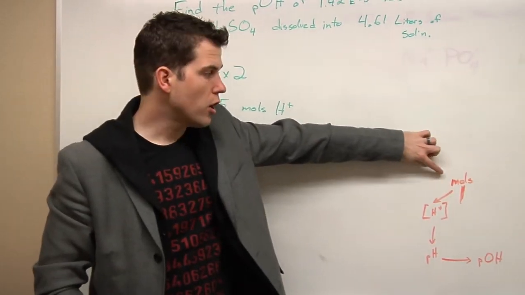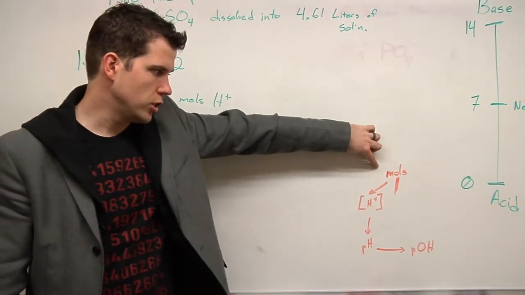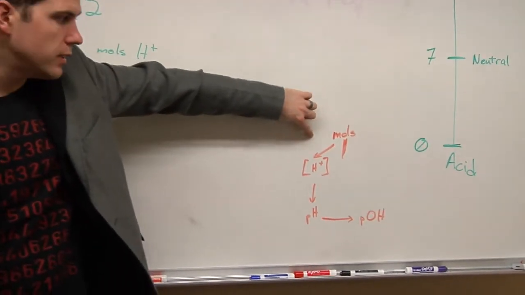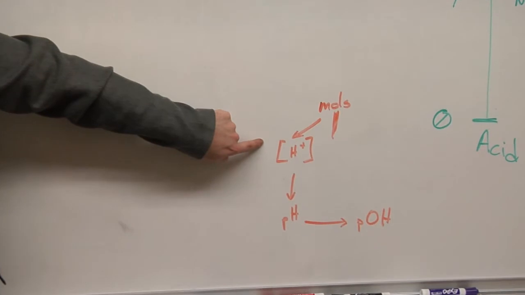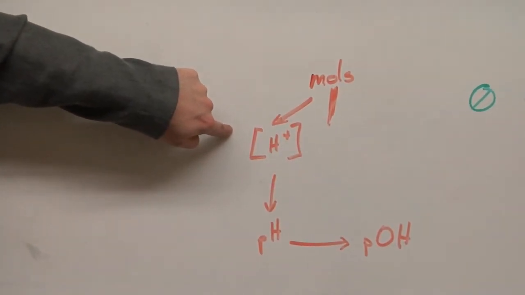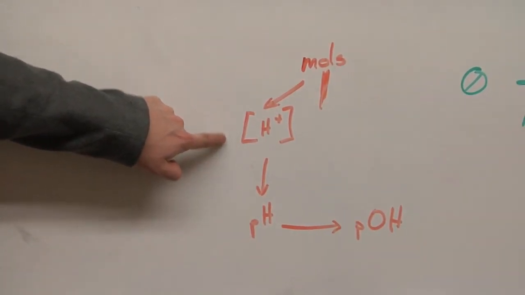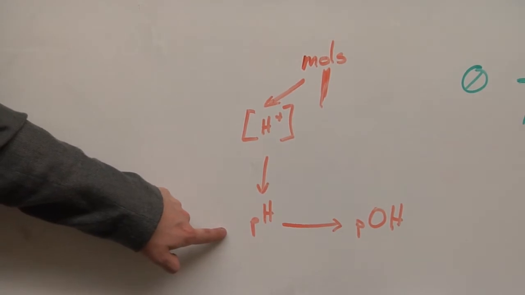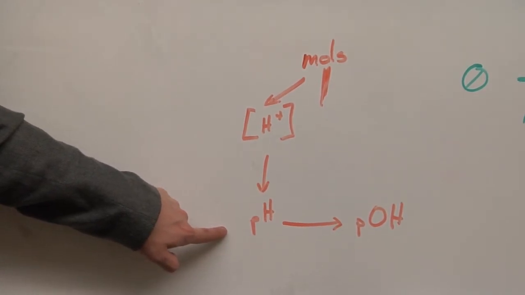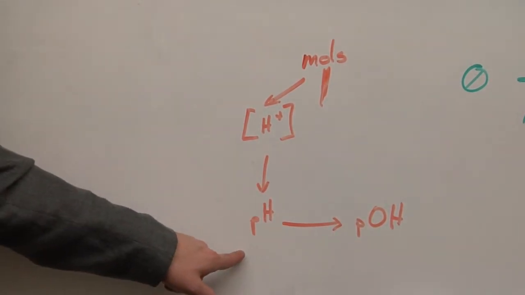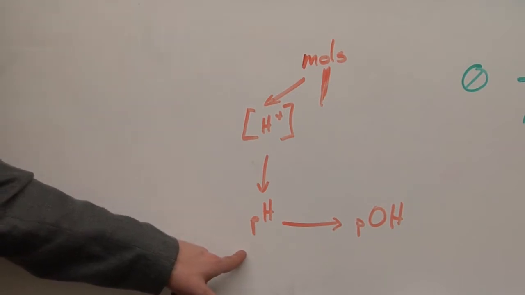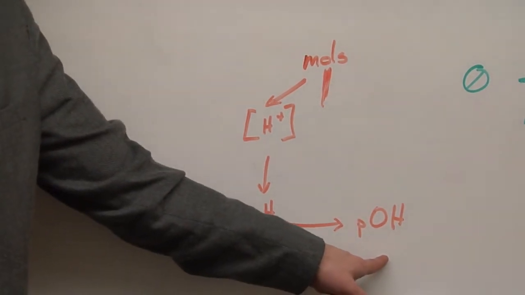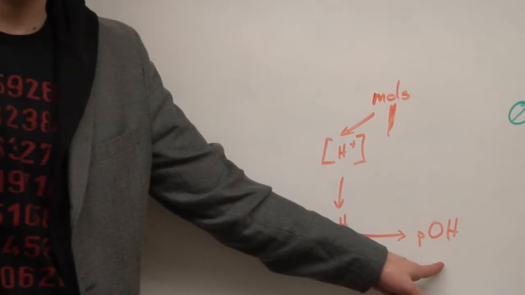So we have a certain number of moles of hydrogen. We want to go diagonally down to the concentration of hydrogen, that was dividing by liters. Then we need to get pH, which was the negative log. Then from that answer we do 14 minus what you have, gives you the other item on the bottom row.